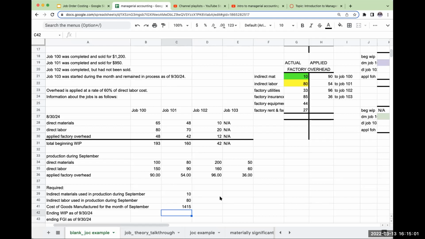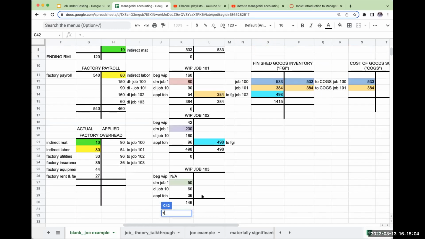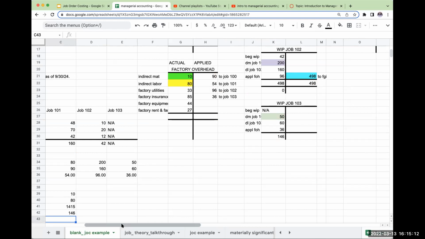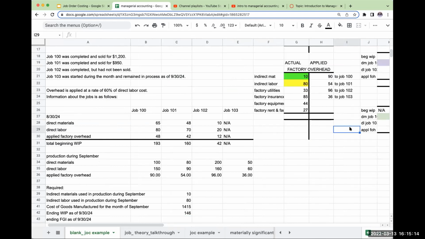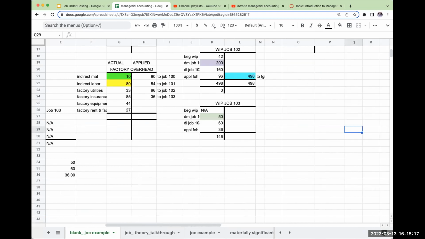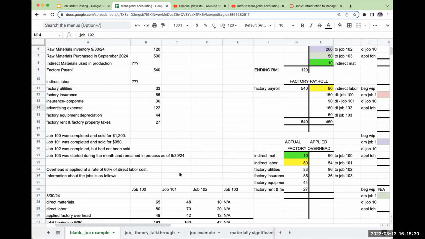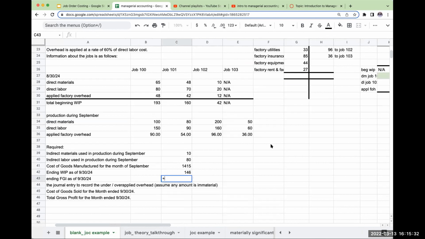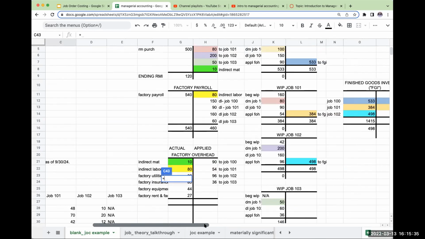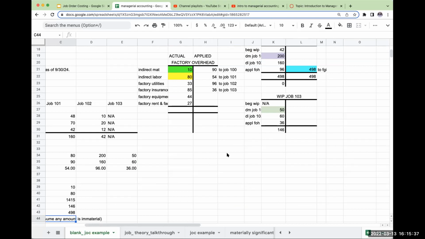What is my ending work in process? Well, my only job that I had in process, right? 100 is at 0, 101 is at 0, 102 is at 0, it's going to be job 103 at 146. What about my ending finished goods inventory? Well, my ending finished goods inventory, right? What's remaining? It's really going to be just job 102, right? Because job 100 and 101 were completed and sold. So the ending amount of my finished goods inventory is only my job 102. So right over here, this is going to be for job 102. It's going to be at 498.